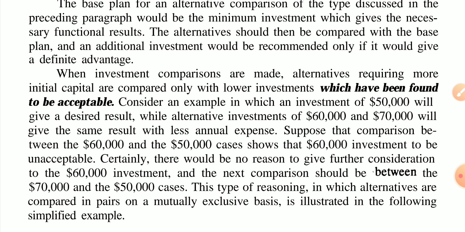Suppose that the comparison between the 60,000 and 50,000 cases shows that the 60,000 investment is unacceptable. Certainly, there would be no reason to give further consideration to the 60,000 investment, and the next comparison should be between the 70,000 and 50,000 cases. This type of reasoning, in which alternatives are compared in pairs on a mutually exclusive basis, is illustrated in the following simplified example.